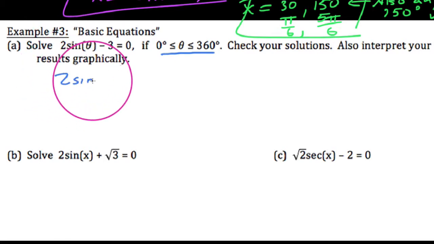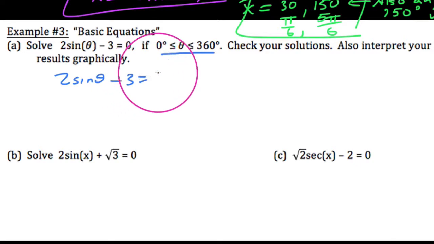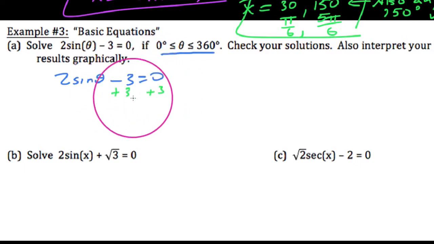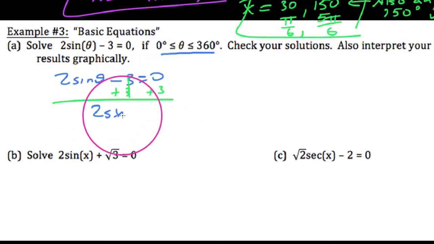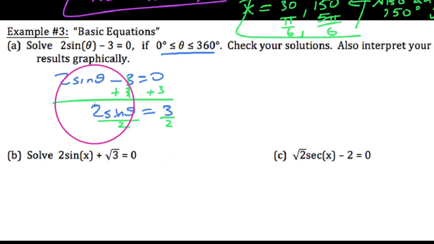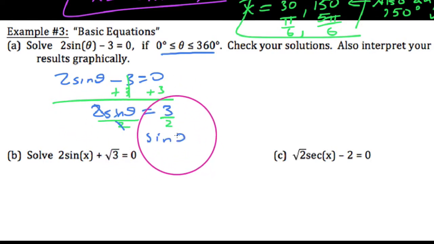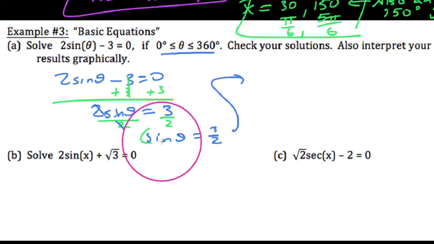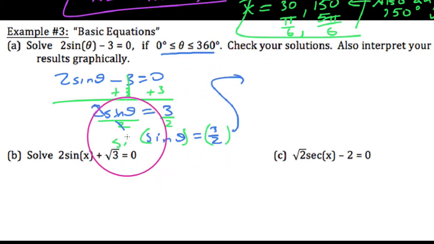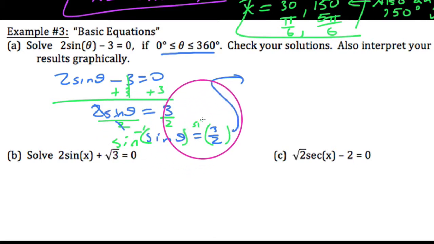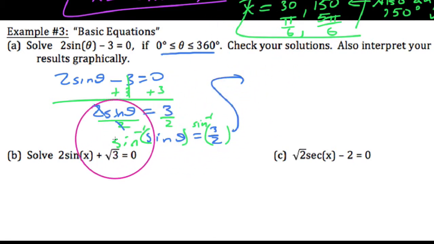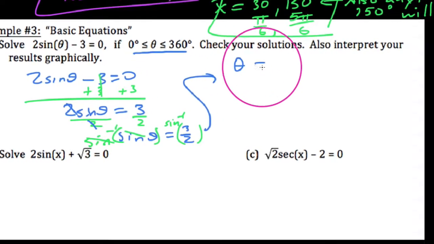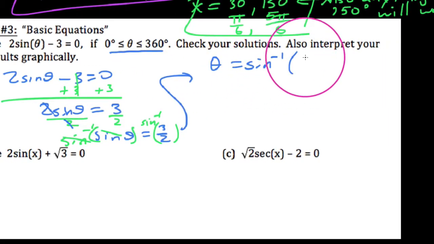So I have 2 sine of theta minus 3 equals 0. To solve this, we're going to add 3 to both sides, undo our addition. We get 2 sine of theta is equal to 3, and then we'll divide both sides by 2. This is an interesting case that I want to bring up here. We get sine of theta is equal to 3 over 2. So what this implies is, if we do the sine inverse of both sides, we get these to cancel, and the angle is sine inverse of 3 over 2.